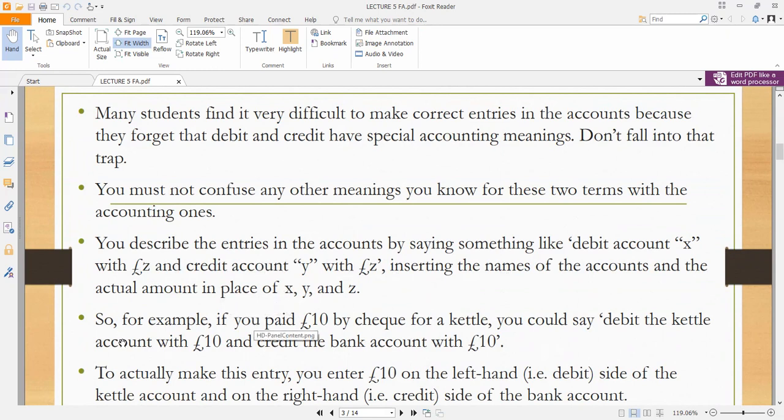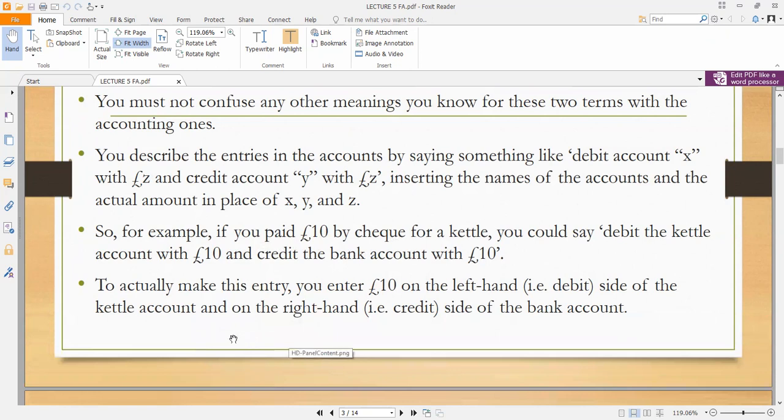What that means is that if you paid 10 pounds by check for a kettle, you could say debit the kettle account with 10 pounds and credit the bank account with 10 pounds. To make this entry, you enter 10 pounds on the left hand side, which is the debit side of the kettle account, and on the right hand side, which is the credit, of the bank account.